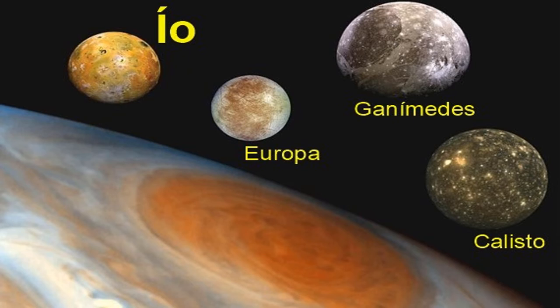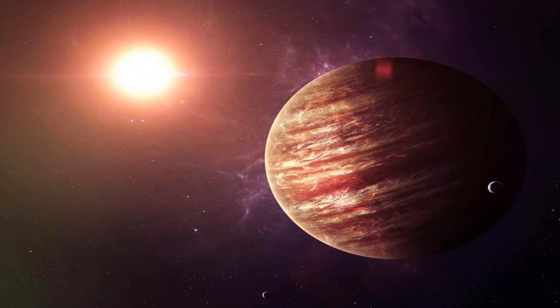Its larger satellites are Europa, Ganymede, and Callisto, also called Galilean satellites in honor of their discoverer Galileo Galilei. It is similar to that of the Sun, mostly made up of hydrogen and helium, and to a lesser extent methane and ammonia.